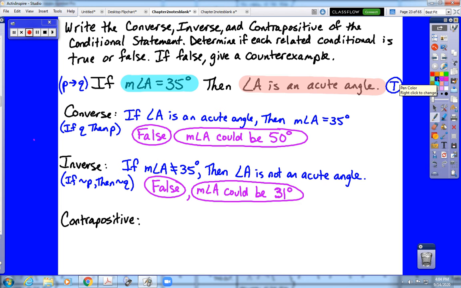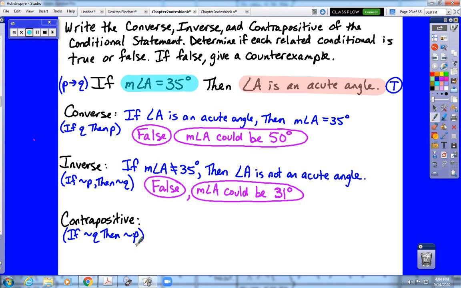On to the contrapositive. This is the last one for this one, and I actually think I'm going to cut off the video there, and eventually I'll do a fourth video with the other example, because really this shouldn't take 2 examples to do. If not Q, then not P.